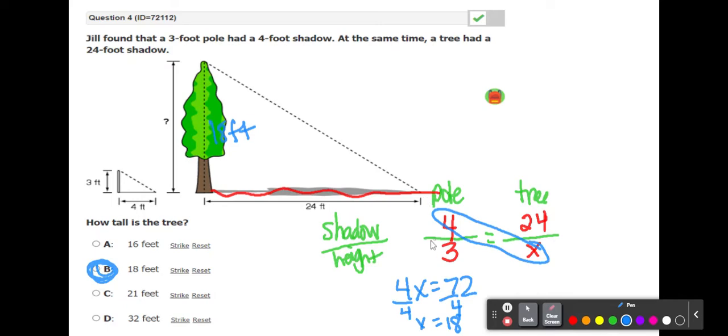So remember to set up your fraction. Could you have done height over shadow? Sure, right? And then you're just going to flip these two over also.